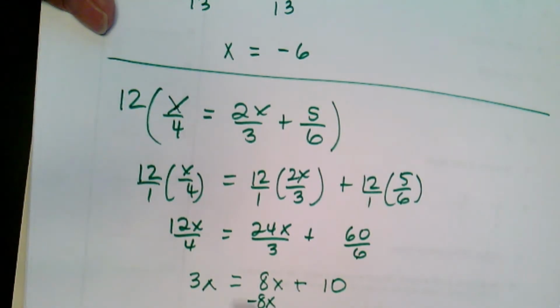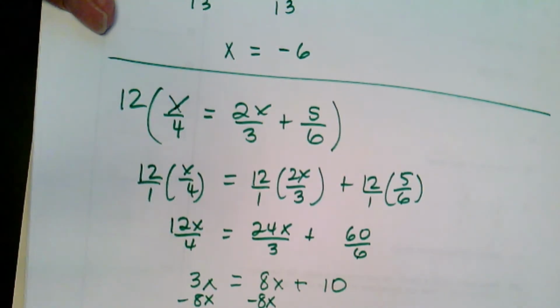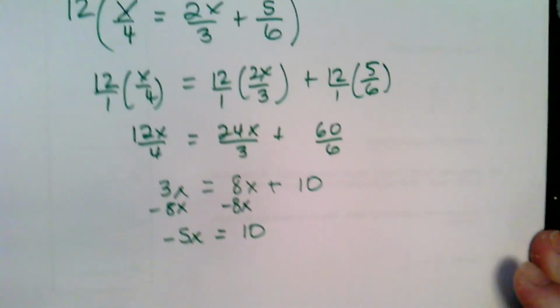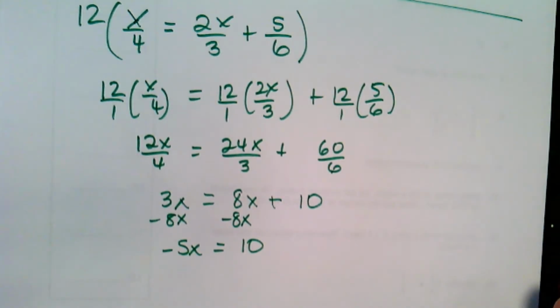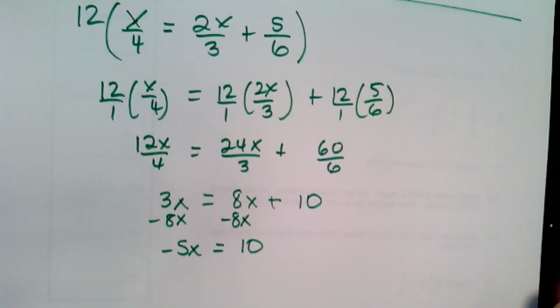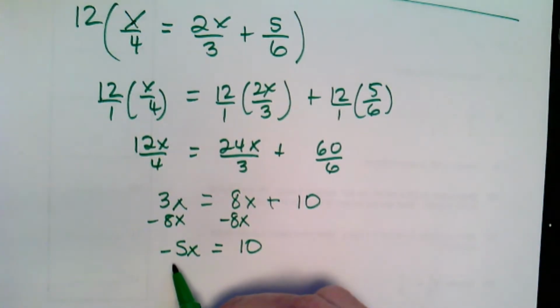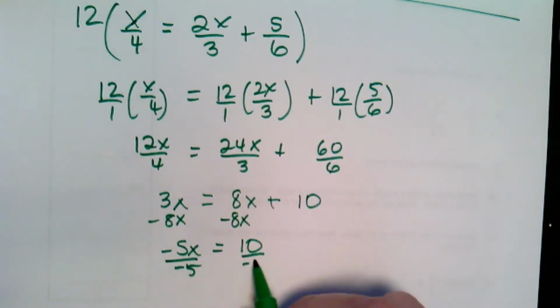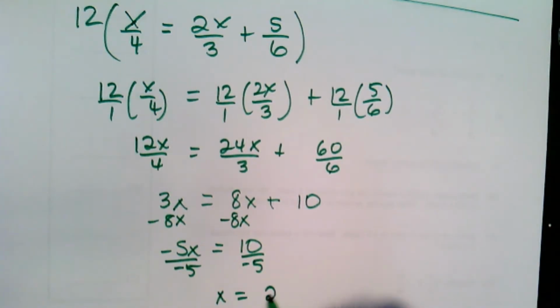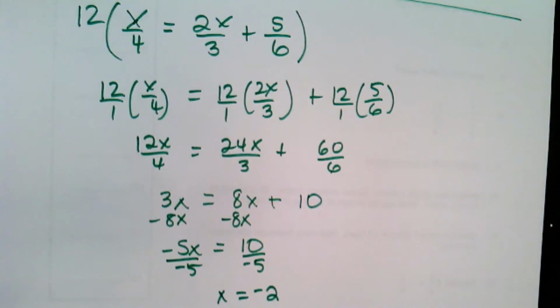Minus 8x, minus 8x. Cross canceling is one of the greatest shortcuts in math that you use in many math classes. So if you're going a lot higher in math, you'll use cross canceling a lot. So if you're not good at it, it's probably something you want to practice and make yourself good at. So I get negative 2.